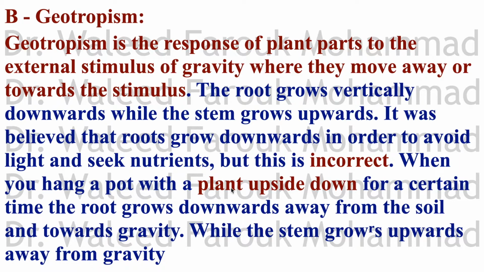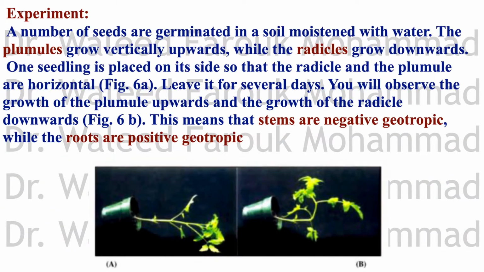They did an experiment: if you place a plant upside down for a certain time, the root grows downwards, away from the soil and towards the gravity, while the stem grows upwards, away from gravity. Okay, the experiment was done. A number of seeds are germinated in soil moistened with water.